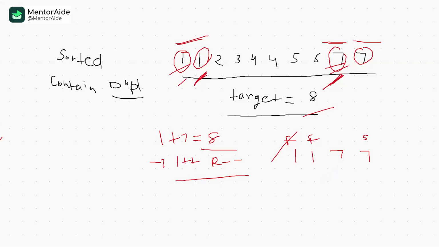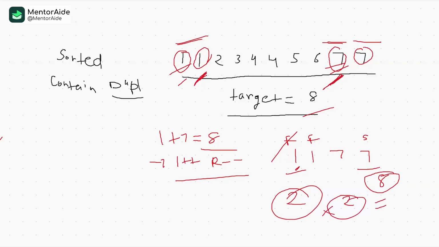So let's say we found one case, which is 1 plus 7, equivalent to what? 8. Now what I'm saying is, you count the number of repetitions of this variable. How many ones are there consecutively? 2. How many 7s are there consecutively? 2. 2 into 2 is what? 4. So the total number of pairs is 4, and you can just log it this way: 1, 7, 1, 7, 1, 7, 1, 7. Done. That's it. This was easy.